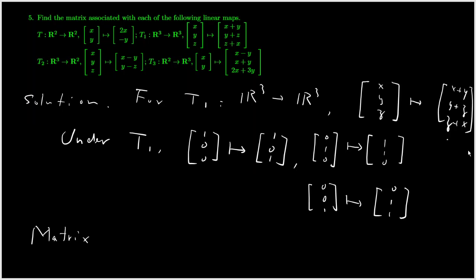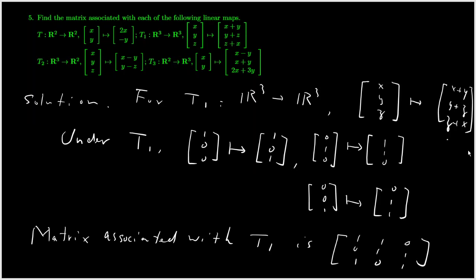Now we can get the matrix associated with T1. The matrix associated with T1 is the matrix with the first column (1, 0, 1), the second column (1, 1, 0), and the third column (0, 1, 1). Simple.